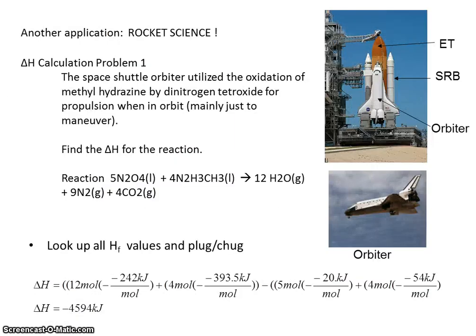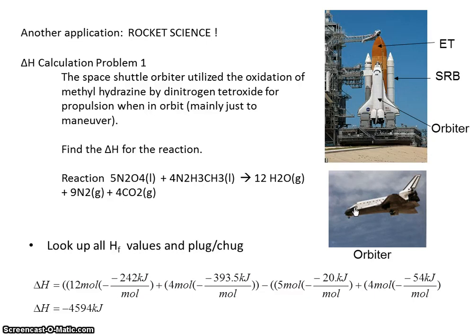Some more applications. How about some rocket science? Space shuttle, which has now flown its last missions, but the science behind it was incredibly involved, and a lot of chemistry was involved in generating the energy necessary to get this extremely heavy object into orbit. The space shuttle orbiter is what the payload and the astronauts were in, the cockpit there.